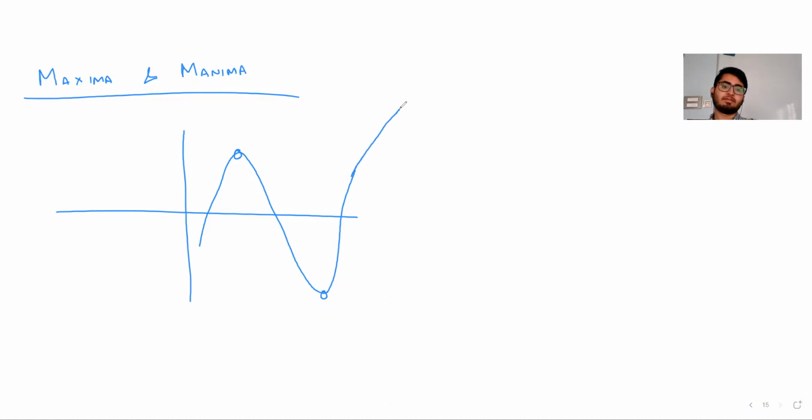Remember one thing, there is a difference between local maxima, local minima, and global maxima, global minima. For example, this is nothing but a local maxima. Again, I do not exactly recall whether it's local or global. I'll tell you the difference. This is the point of maxima, this is the point of minima. But this is not the highest value of the function.